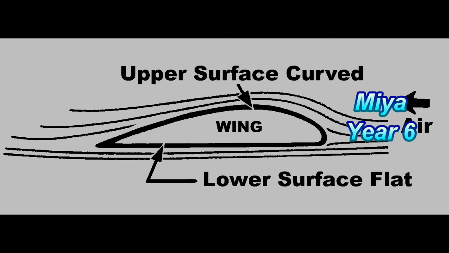To make air move faster over the top of the wings. When air moves faster, the pressure of the air decreases. So the pressure on top of the wings is less than the pressure on the bottom of the wings. The difference in pressure creates a force on the wings that lifts the wings up into the air.